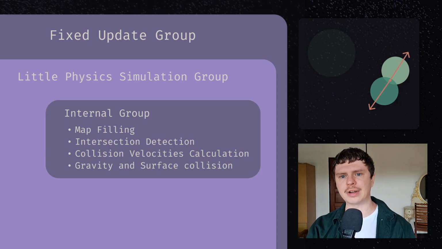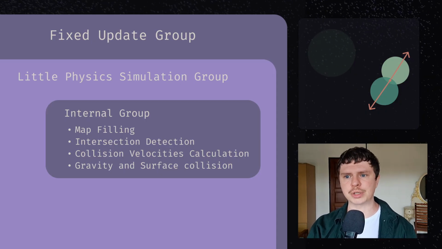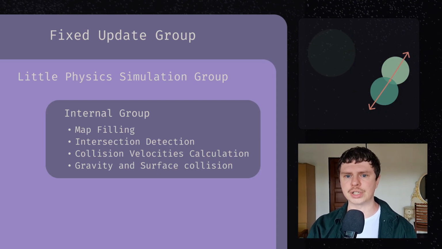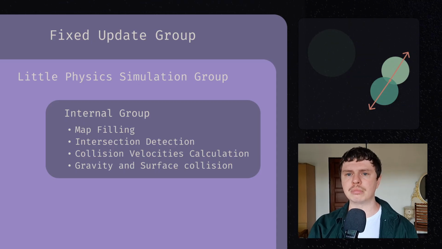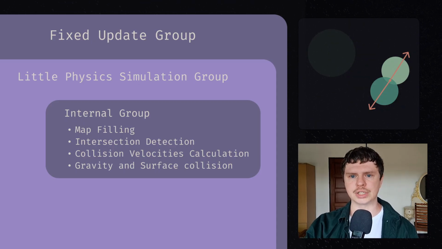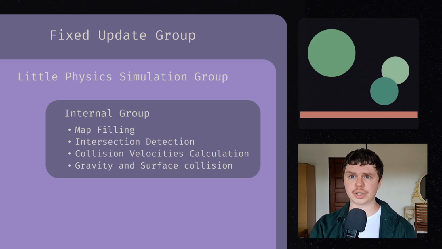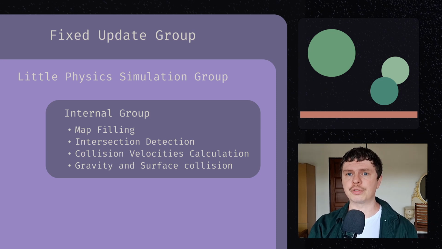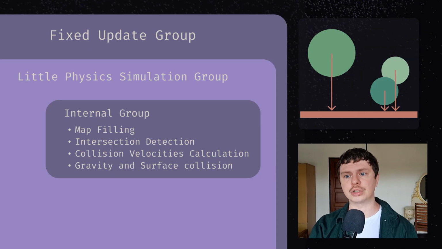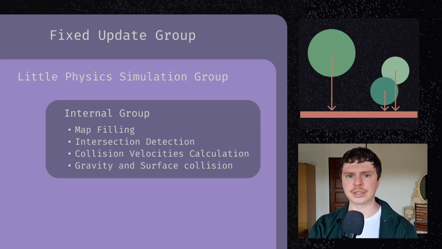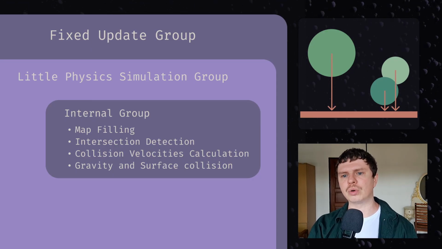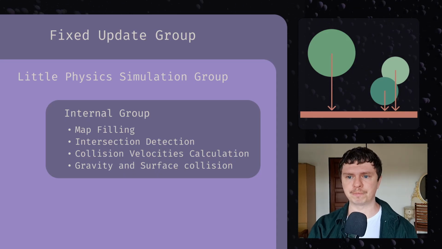Once intersections are found, the system calculates the collision response, linear and angular velocity changes, and adds them back to the object's current velocities. Surface collisions are handled separately. Rather than going through the spatial map, every dynamic object checks for collision against the surface object directly every fixed update. At the moment, the system might have only one surface per simulation.